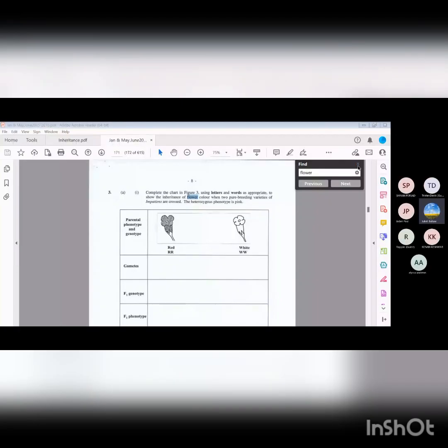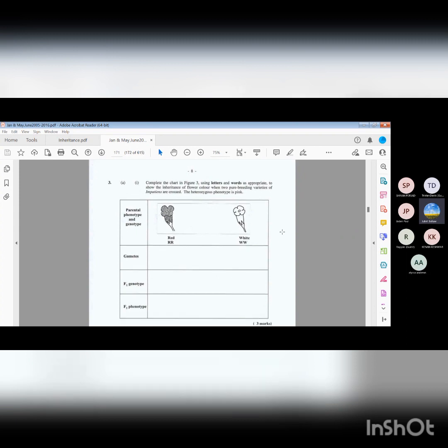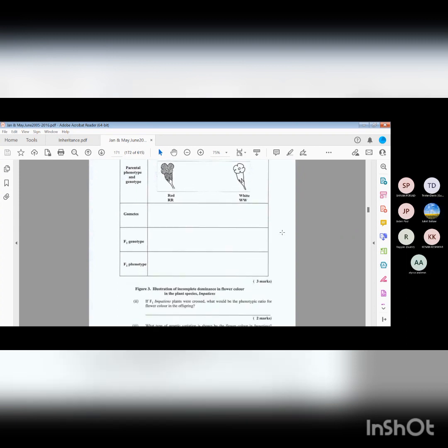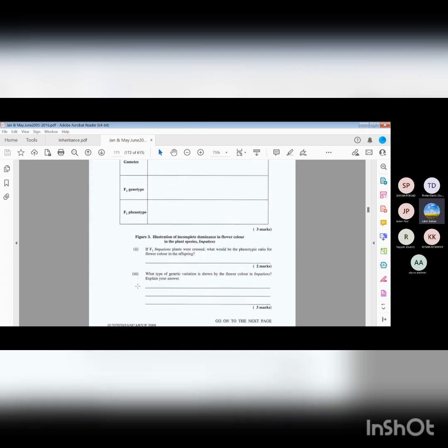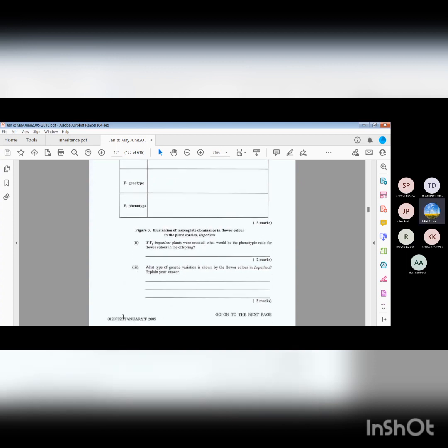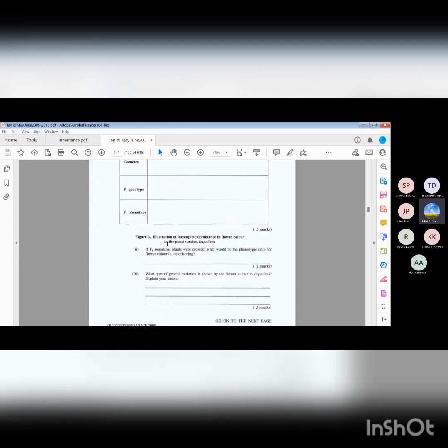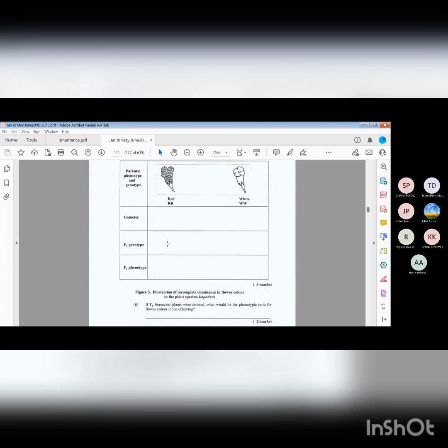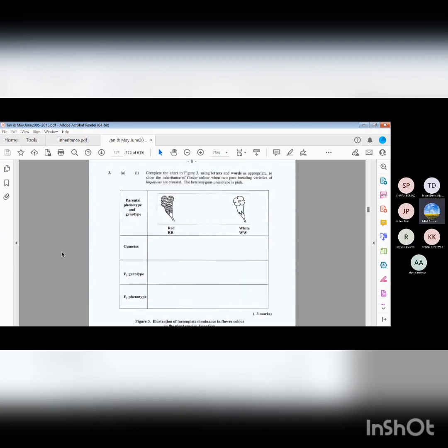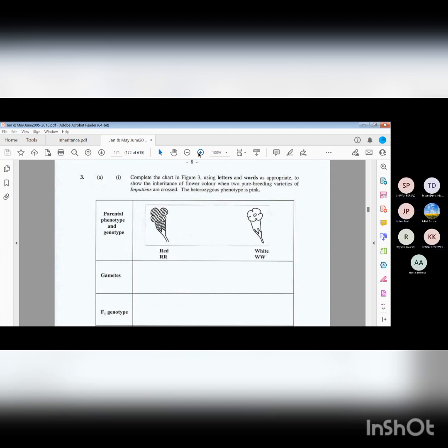You are going to find it in the large past paper book, where you're going to see 2005 to 2016. This is taken from January 2009, Question 3. Are you all seeing the question? Yes, miss. Okay, let's work this out first.